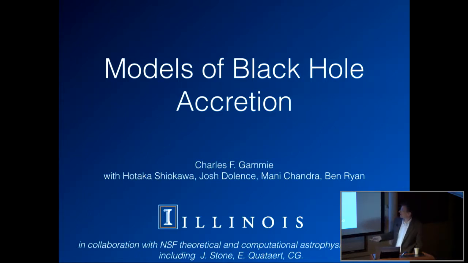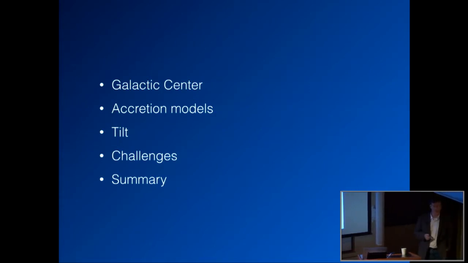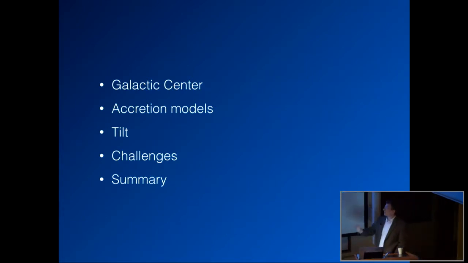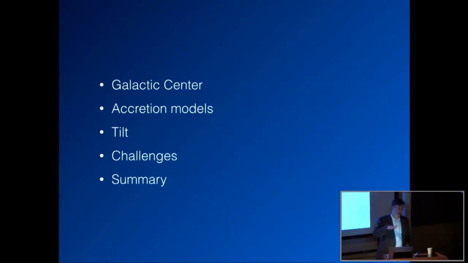And this work is sponsored by the NSF in the Computational and Theoretical Astrophysics Network, in collaboration with Jim Stone and Eliot Quataert. Okay, so here's the plan of action. I'm going to start with an overview of the galactic center that takes us from Earth down to the center of the galaxy. And then I'll give a non-technical discussion of models of accretion onto black holes at low accretion rates. And then talk about a specific problem that arises in this context, which has to do with black hole accretion disks whose angular momentum is tilted with respect to the spin of the black hole. And then the last bit is about what the future holds in this business.